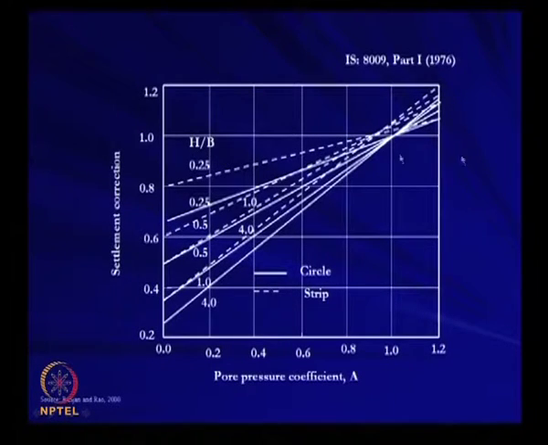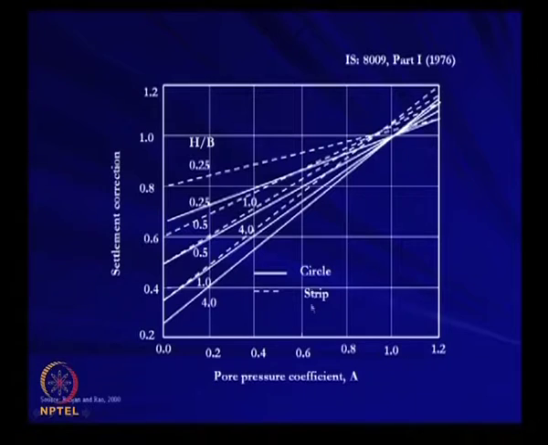Here this is the chart for different H by B values, where H is the total thickness of the soil layer, B is the width of the foundation. The dotted lines represent the strip footing and the firm lines represent the circular footing, and the x axis is the pore water coefficient, this is A, and then we calculate the H by B.